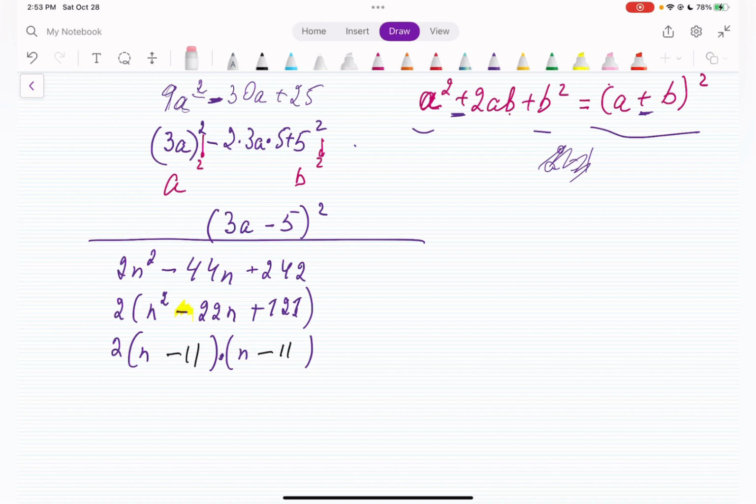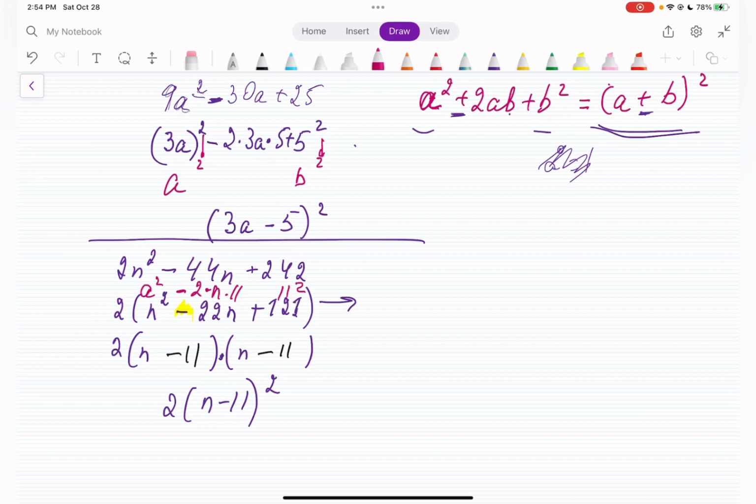n minus 11, n minus 11, which is going to be twice n minus 11 squared, which is looking like a perfect square. Let's go by perfect square. Here, this one. If my a, n squared, is my a squared, b squared is 11 to the power 2, right? Well, let's check minus 2ab. So I put minus twice, my a is n, I'm sorry, a is n, and b is 11.